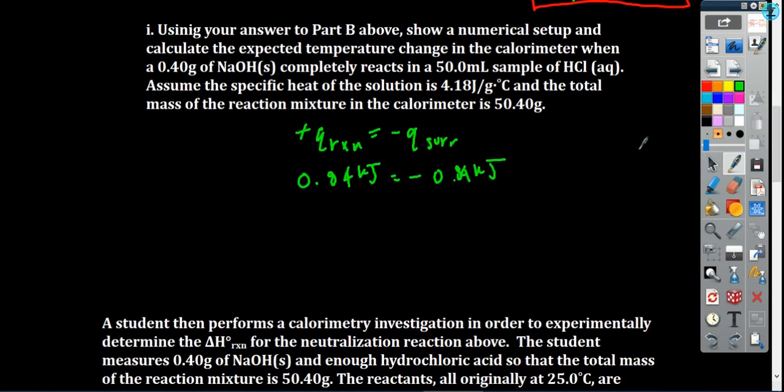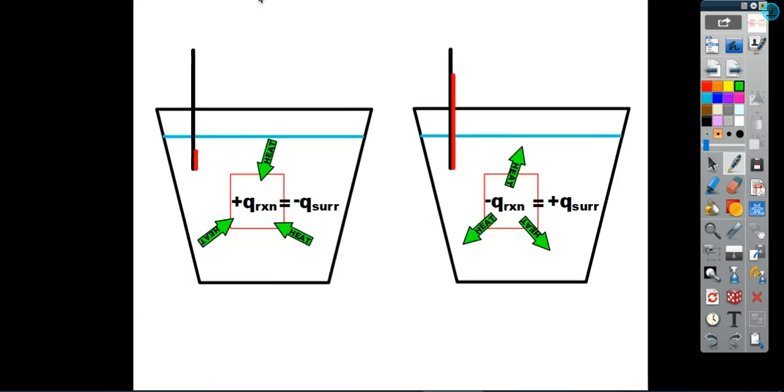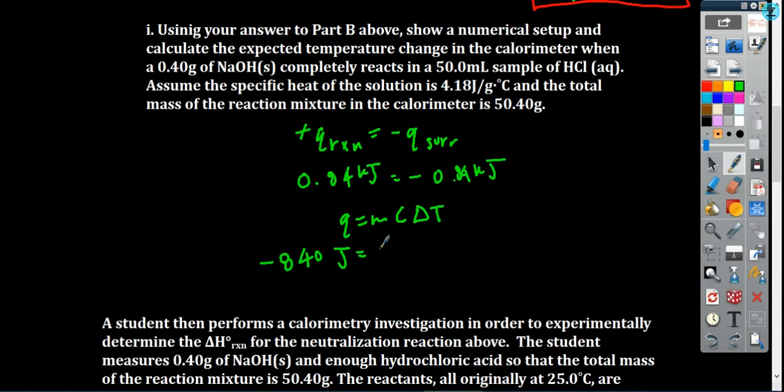Now, I'm going to calculate what the temperature change would be in my calorimeter if the water was giving off or losing 0.84 kilojoules of heat. And for this, I'm going to use Q equals mc delta T. But importantly, I'm going to use the negative 0.84, or in joules, negative 840 joules. That's the amount of heat that was lost by the surroundings, which is essentially the water outside of the reaction. So it's giving that heat off, so the temperature is going to go down, and so I'm expecting a negative delta T.